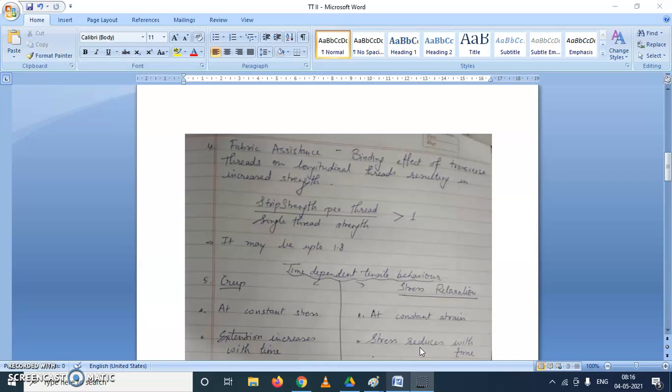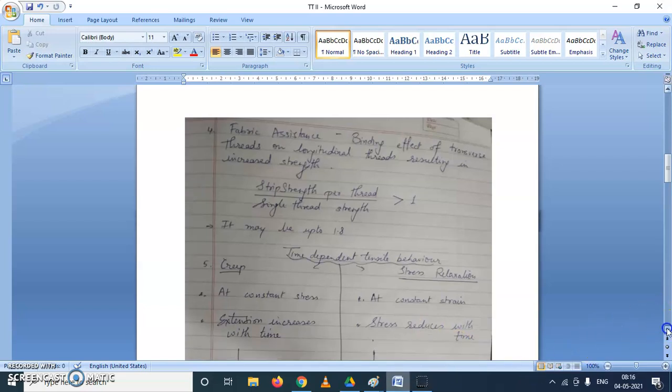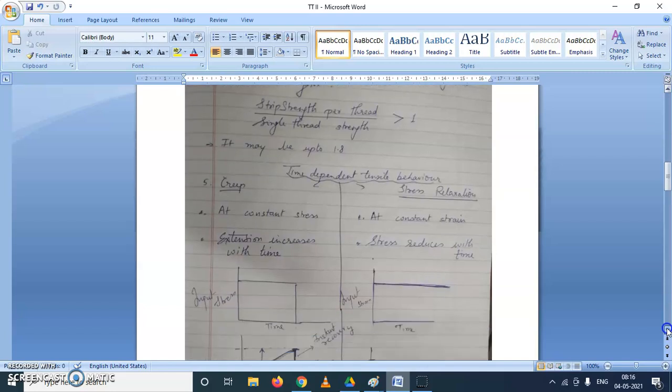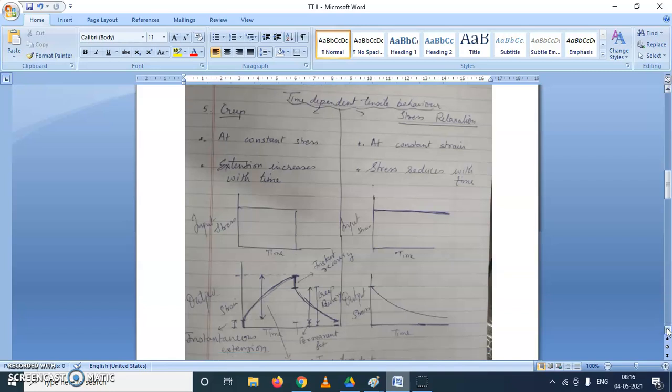Now the next term which we need to understand is time dependent tensile behavior. Up till now we have tried to understand the relation between load and elongation and stress and strain. Now how do things change when the time factor comes into the picture? So we'll try to understand two terms here, creep and stress relaxation.